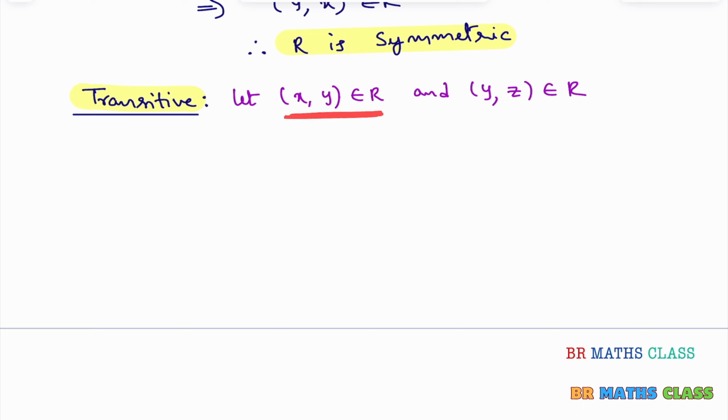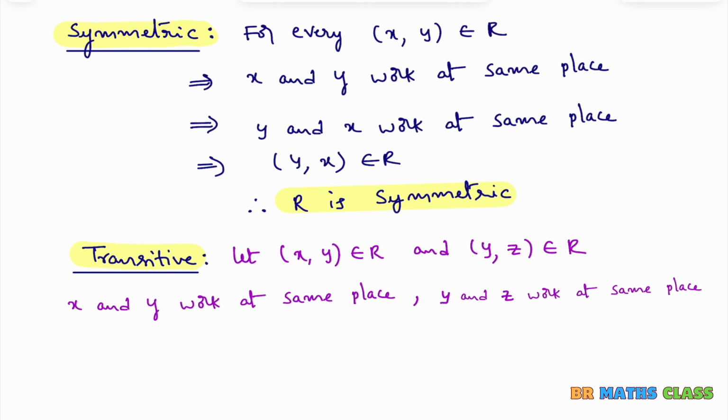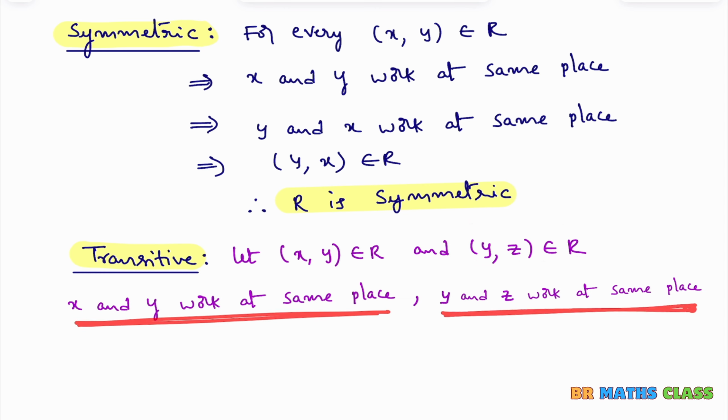X comma y belongs to R, it indicates that x and y work at same place. As we have taken y comma z belongs to R, it indicates that y and z work at same place. X and y work at same place. Y and z also work at same place.